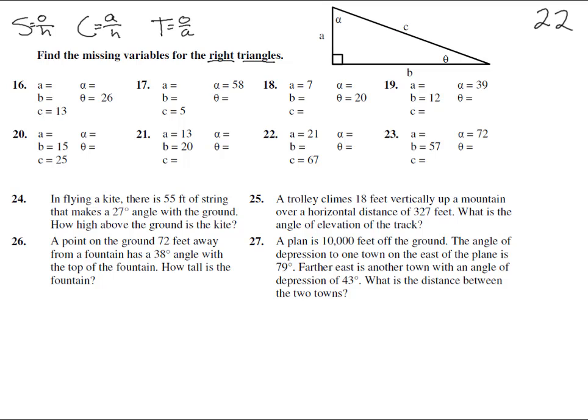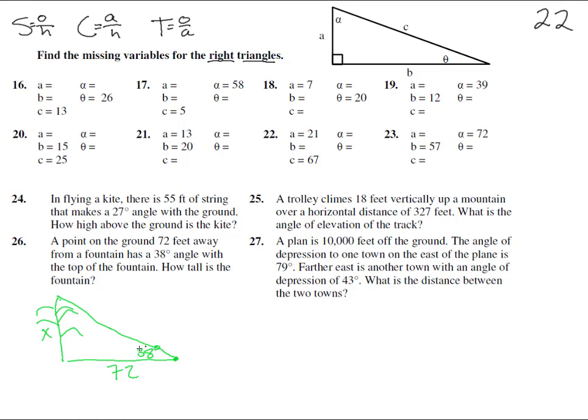And number 26. Point on the ground 72 feet away from a fountain. So here's a fountain coming up here. And oh yeah, look at that. All that nice water spewing out. Okay, so we've got a point on the ground 72 feet. Right there, 72 feet. Has an angle to the top of the fountain of 38 degrees. It says how tall is the fountain? There's our x right there.